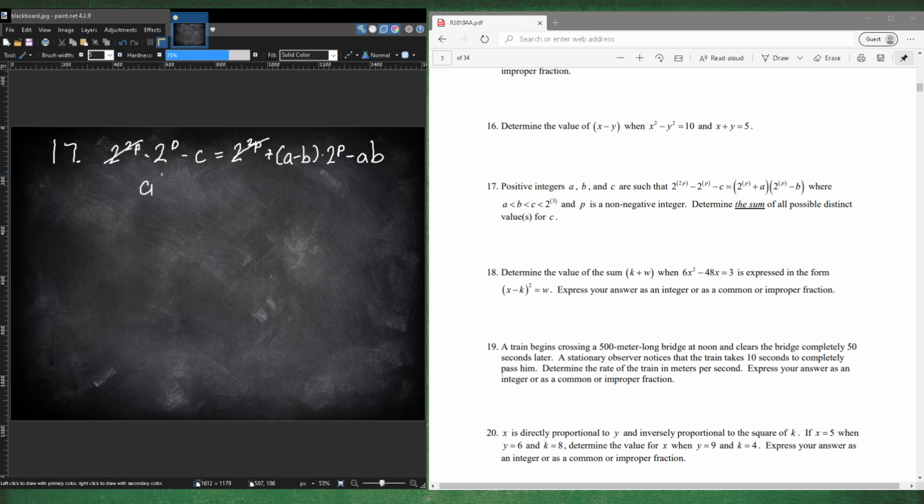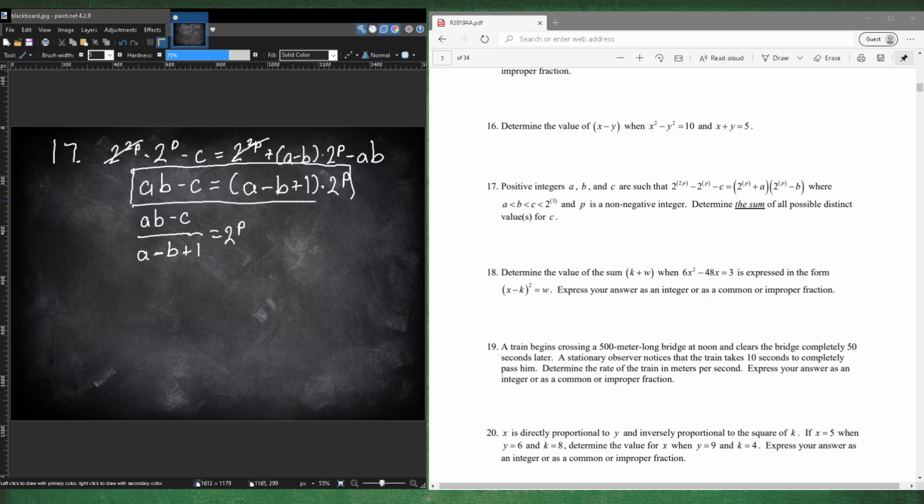So we get ab minus c is equal to a minus b plus 1 times 2 to the power p, right? So basically what we could do now is rewrite this as ab minus c all over a minus b plus 1 is equal to 2 to the power p. One way you could do this is to plug in values for p. Because p is non-negative, you could plug in 0, 1, 2, 3, etc. to find values for a, b, and c that work.